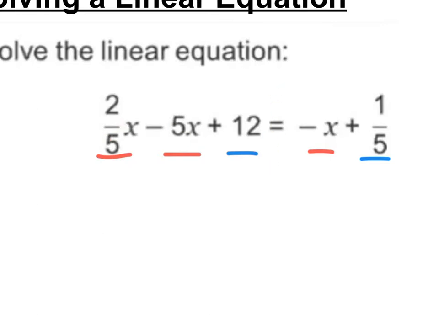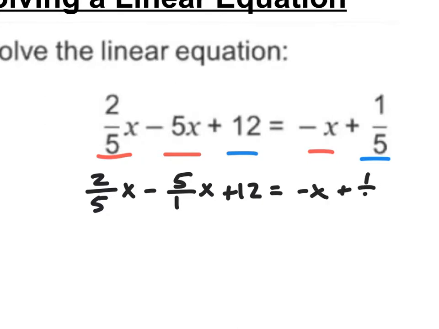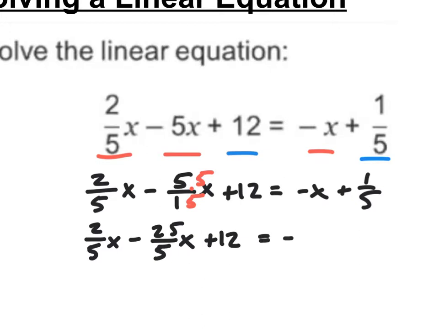The only thing I will do is rewrite this as a fraction and get a common denominator. I'm going to write 5/1x plus 12 is equal to negative x plus 1/5. So what I'd want to do is get a common denominator of 5, multiplying this by 5 over 5, because I have a 5 and a 1. So my next step is going to be 2/5 x minus 25/5 x plus 12, and this is equal to negative x plus 1/5, okay?